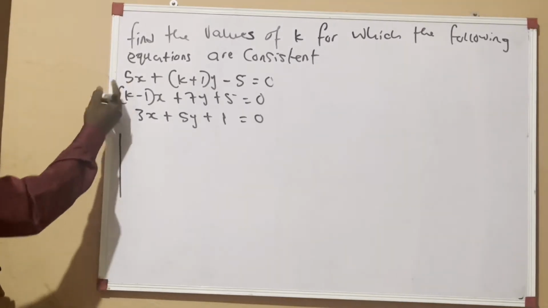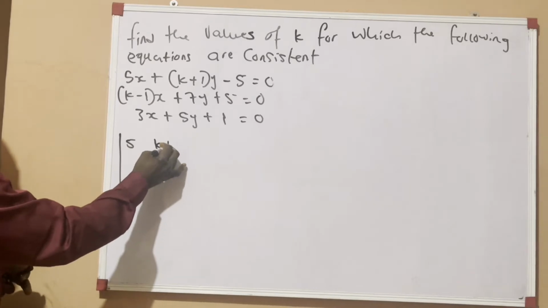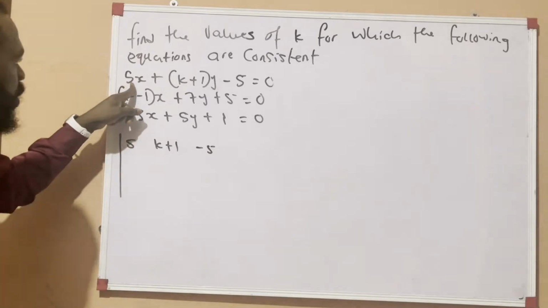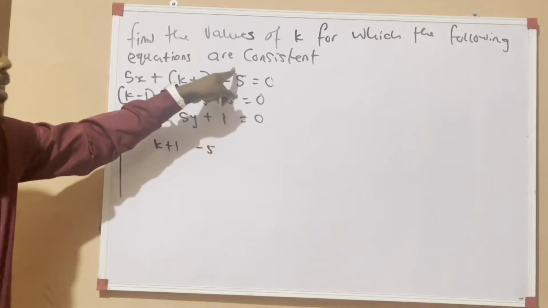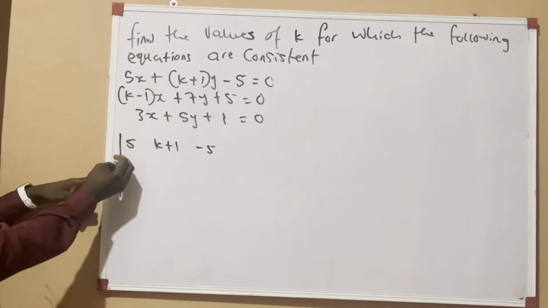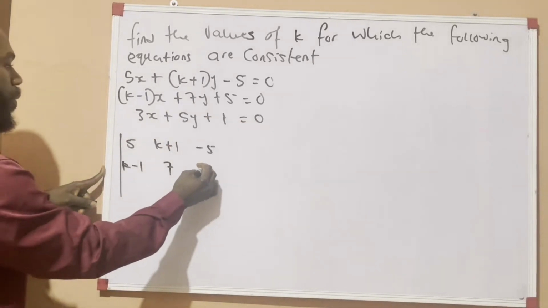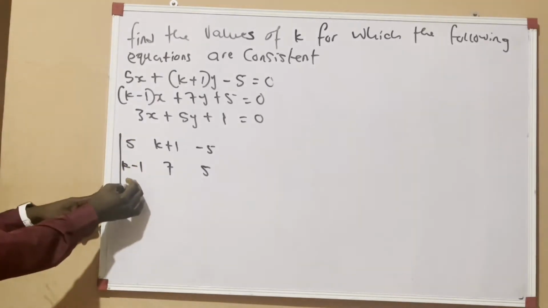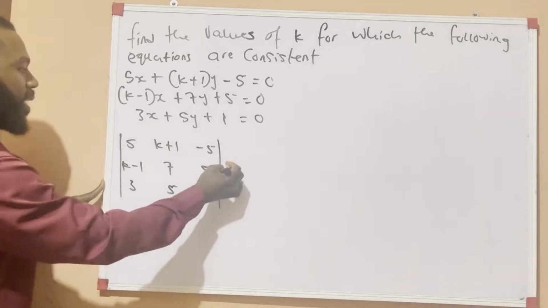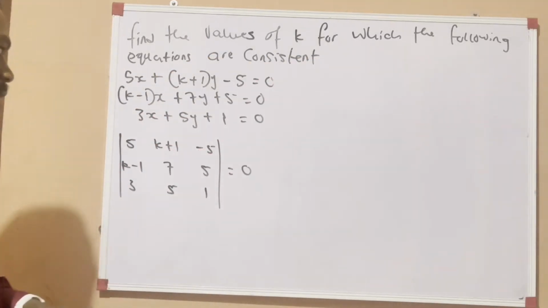Okay, I have 5, and I have k plus 1, and I have minus 5. You see, I simply took the coefficient of x, coefficient of y, and then our constant here. Again, I have k minus 1 as the coefficient of x here, and here I have 7, and I have a positive 5, right? And then here I have 3, I have 5, and then I have 1. And it should be equal to 0 for us to be able to find the value of k.